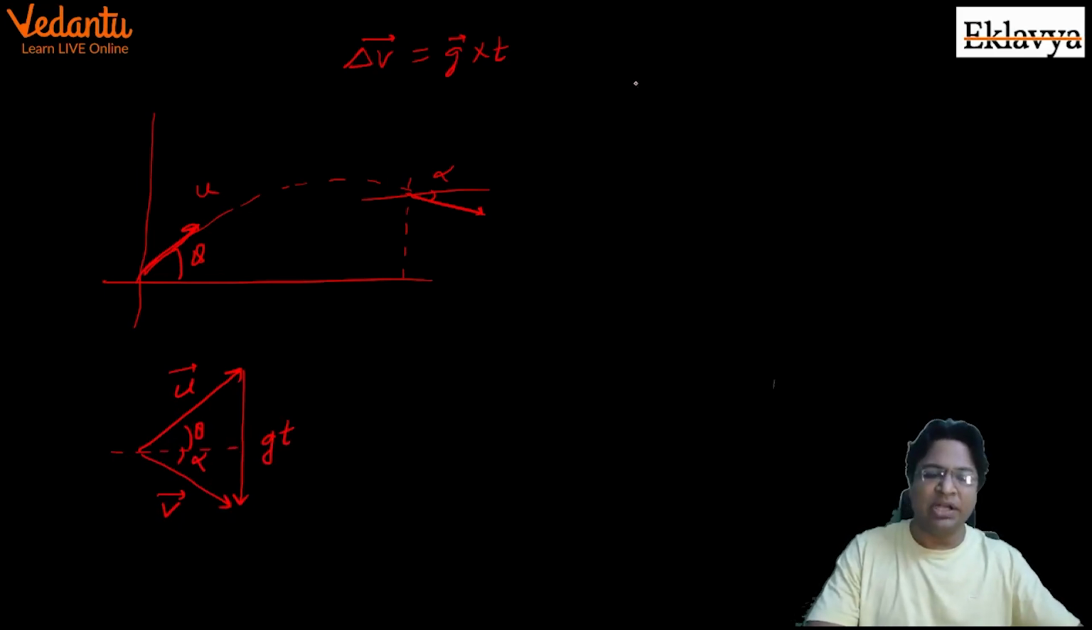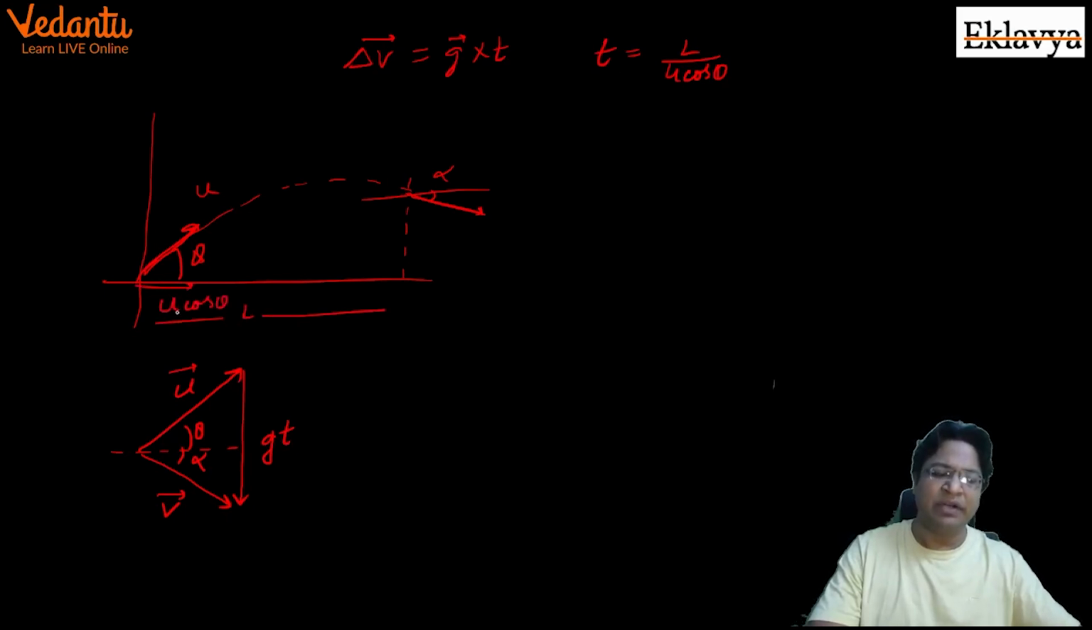The other thing is that the time would be L upon u cos theta. I hope you get this. The horizontal component of the velocity is u cos theta, so the distance covered L divided by u cos theta is the time. So this actually is g into L by u cos theta, and this is u.